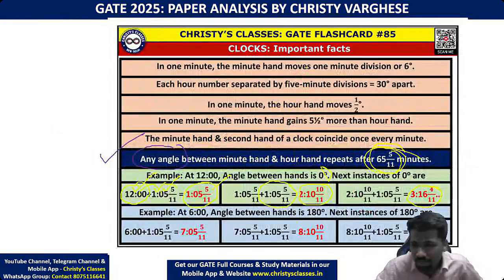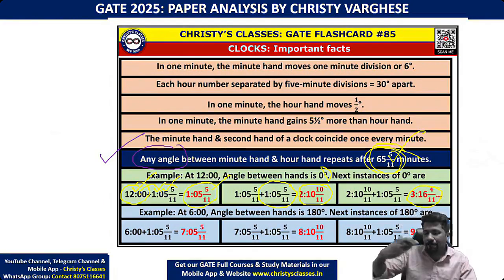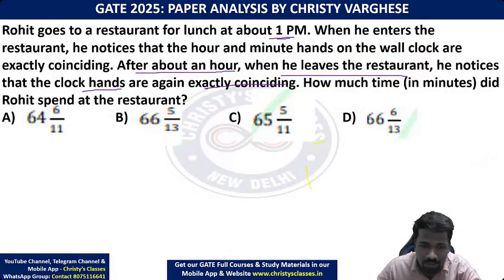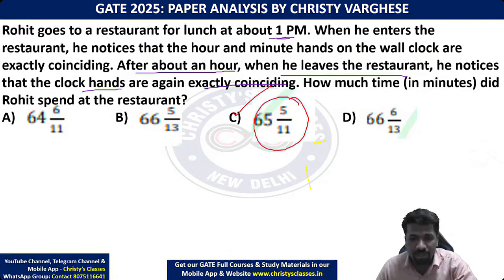But that all is not needed. This understanding that hands coinciding will happen again and again after 65 and 5 by 11 minutes, that is enough to finish this question. ये 65 and 5 by 11 minutes कैसा derive करना है, that all we will discuss in the clock problem chapter. ये clear है ना? How option C is the answer?